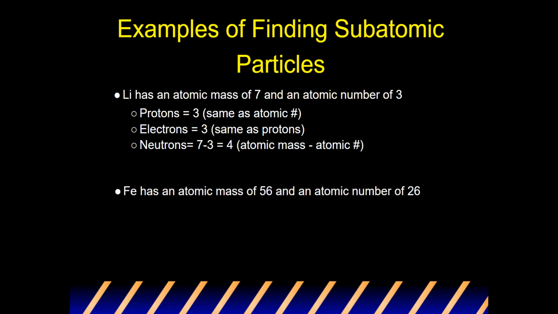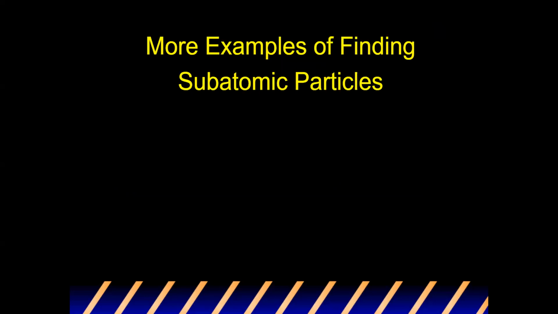Iron has an atomic mass of 56 and an atomic number of 26. So take a moment, try to figure out how many protons, electrons, and neutrons are found in this atom. Protons are equal to 26 because that's the atomic number. Since it's neutral, it has to have 26 negative charges. And to find the number of neutrons, I take the mass, 56, subtract the number of protons, which is 26, or the atomic number, and I get 30 as the total number of neutrons. Let's do a couple more.